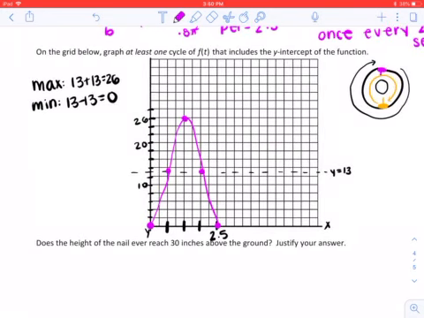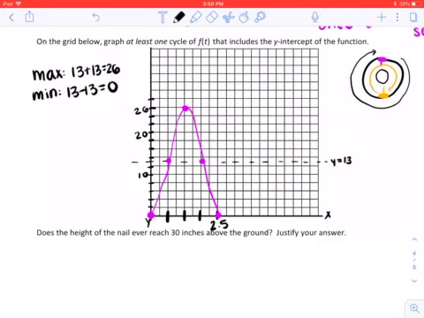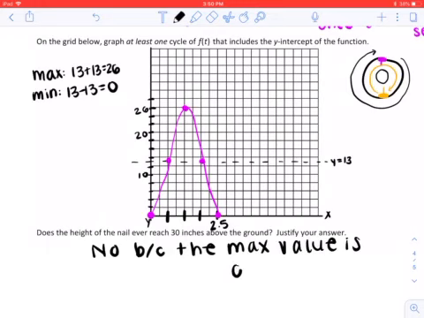It does ask one more question. It says, does the height of the nail ever reach 30 inches above the ground? Well, we see that our maximum is right here at 26, so 30 is higher than that, therefore this will never reach 30. So we just say no because the max value is only 26.